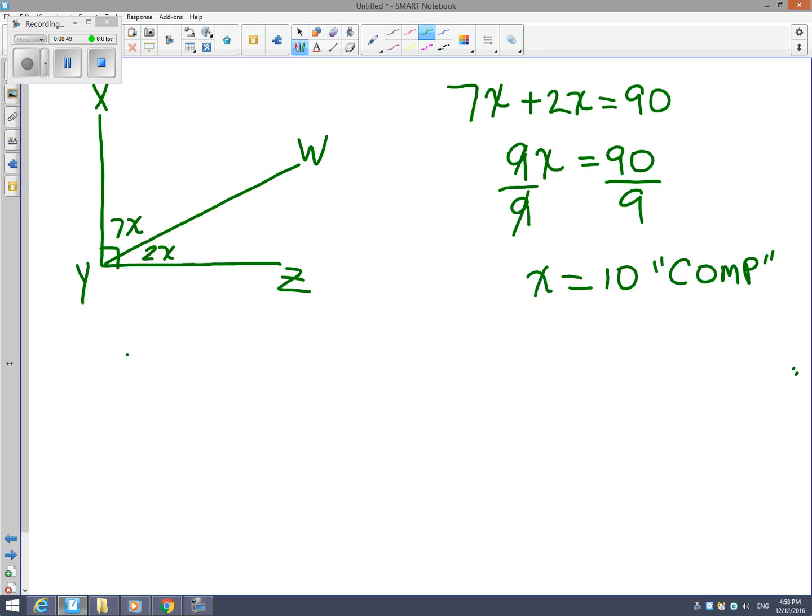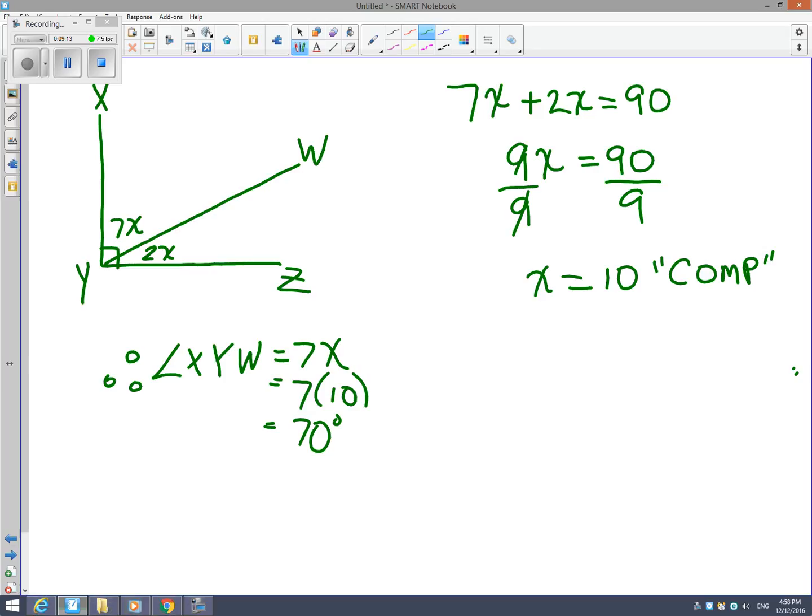We'll figure out our first one, angle XYW, and we know it's equal to 7x. We substitute the answer that we found over here on the right, because x is 10, and 7 times 10 is going to be 70 degrees.